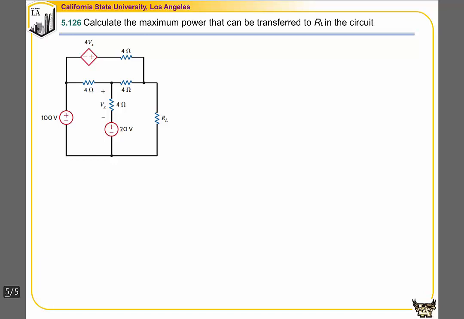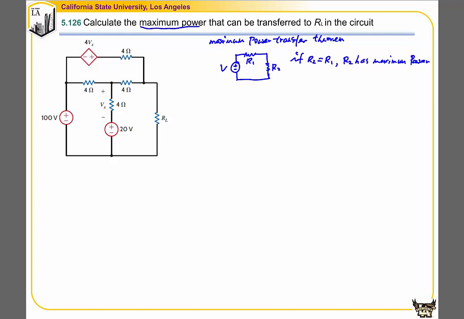In this example, we are going to calculate the maximum power that can be transferred to the load resistor RL. The maximum power transfer theorem tells us that for a simple circuit like this, if RL is equal to RTH, RL will have a maximum power. So we know that to find the value of RL, we need to find the resistance of this whole network.